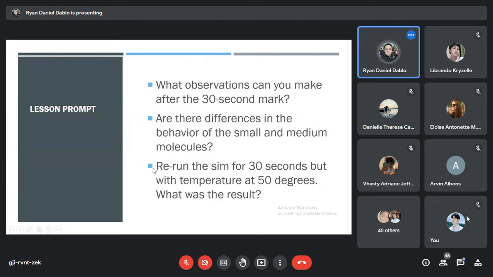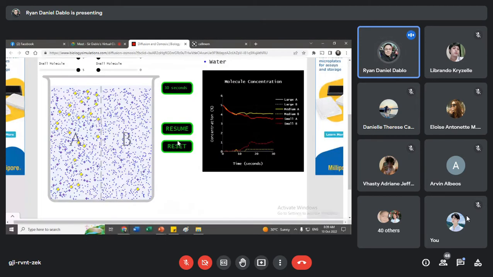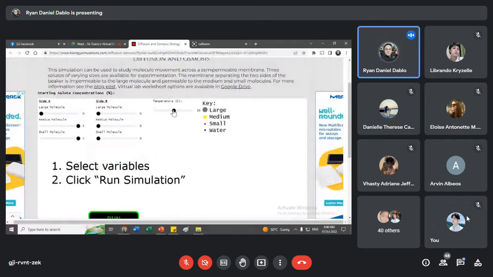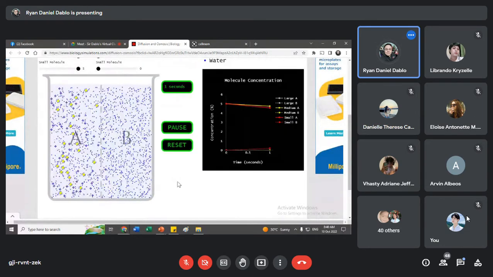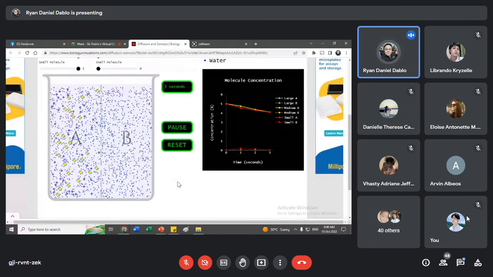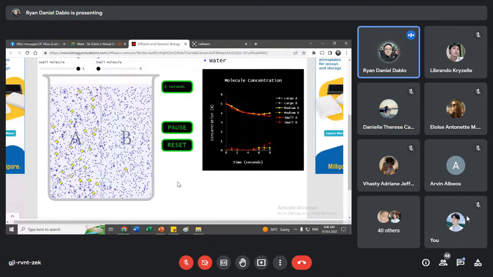So that's in the third bullet here. We will rerun the sim for 30 seconds, but this time at a higher temperature than normal. Let's move it to 50. So what do you see? Let's run the sim. The first immediate difference is that the molecules are behaving very erratically.